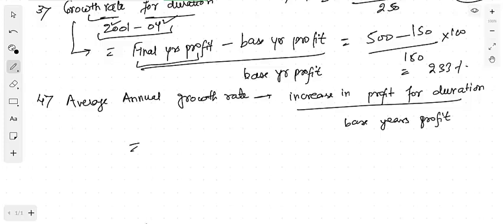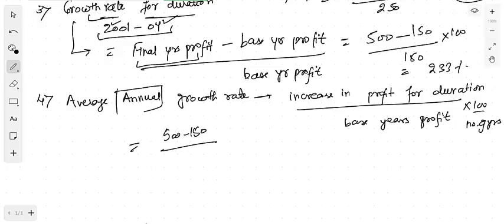So it is equal to the increase in profit for the duration. Since it is annual, for a year, for a complete duration we are talking. So the increase in profit is 500 minus 150, divided by the base year's profit, and this is into 100 upon the number of years. This is the complete formula.